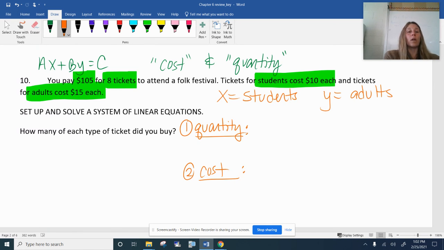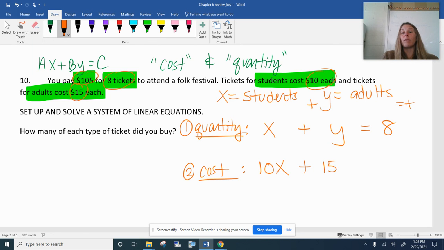Now, there's four numbers here. Only one of them doesn't have a dollar sign. That's the quantity. So we know that the students plus the adults equal the total. So X number of students plus Y number of adults equals 8 tickets. Then we basically rewrite that equation, but we assign the money values. So students were $10 each, so that would be 10X. Adults are 15 each, so that would be 15Y, and the total cost for the 8 tickets was 105. And so usually that one is the one with all the dollar signs.